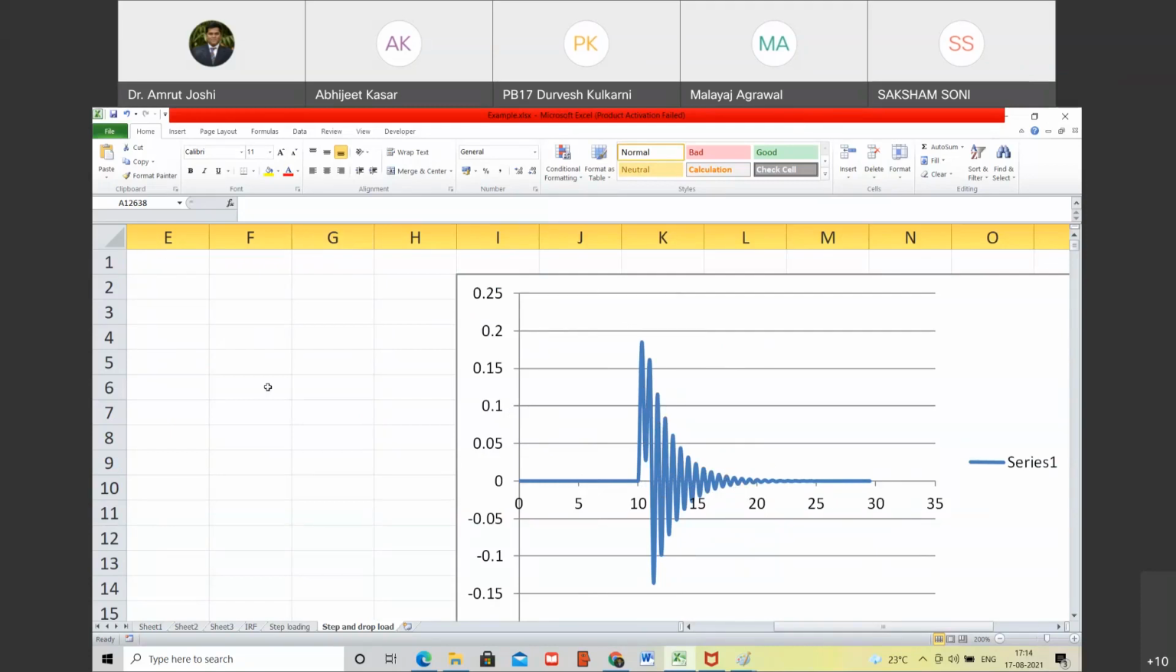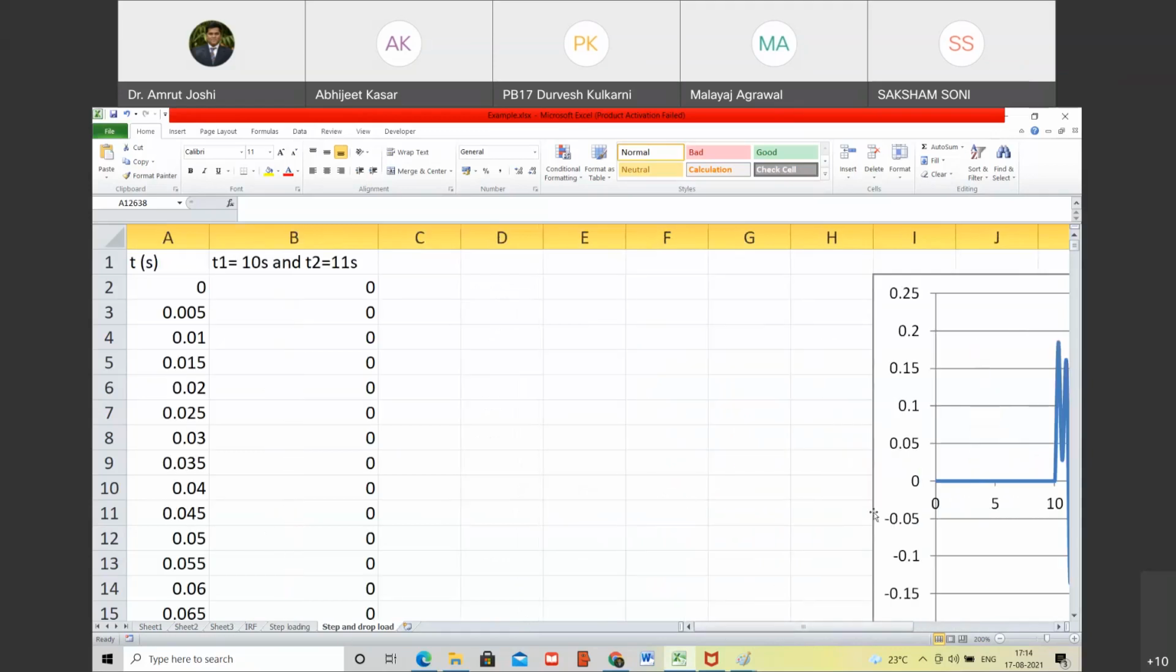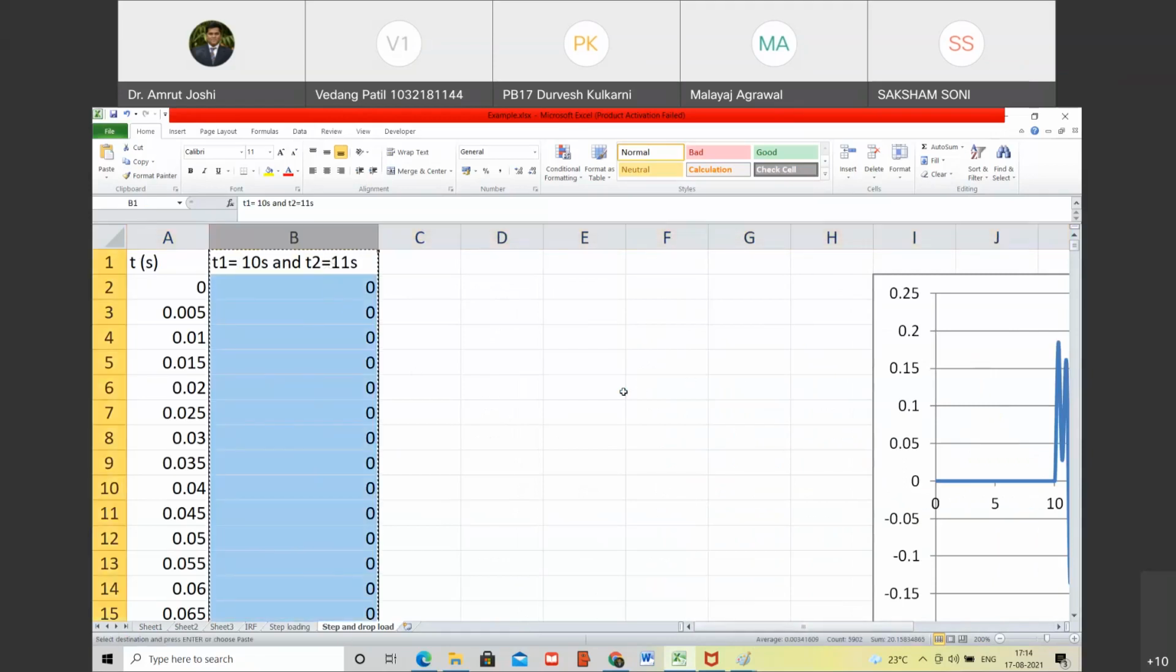Vedang, can you unmute yourself? Now, as this is a discussion part, I want someone to speak. So, Vedang, are you there? Yes, sir. Have you understood this graph? Yes, sir.